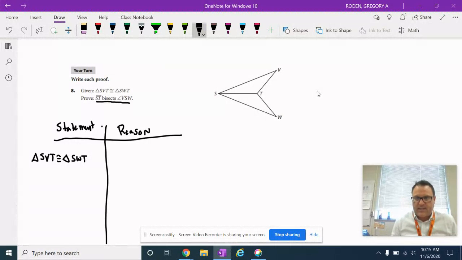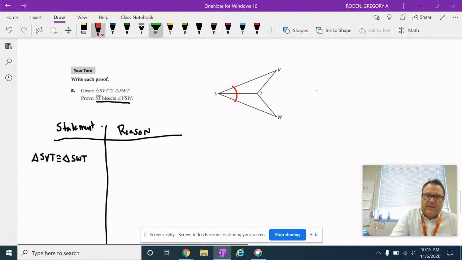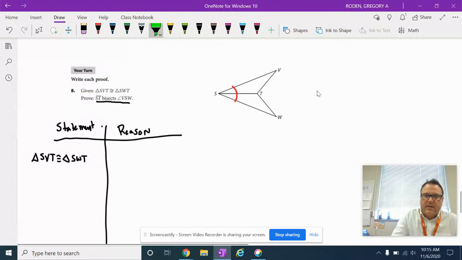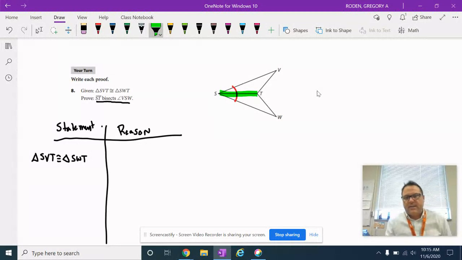It bisects the angle. So remember, where is VSW? VSW, this entire angle right here, we're trying to show that this segment right here, that green segment, is a bisector of that entire angle. Okay, and what does it mean to bisect? Bisecting means that it's a line that splits an angle into two congruent angles. Okay, so that's what we're getting at here. So let me undo that because I think that could get a little messy.